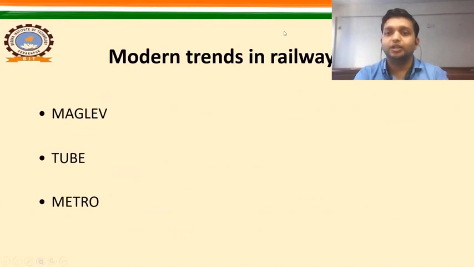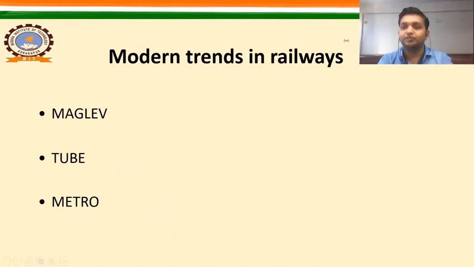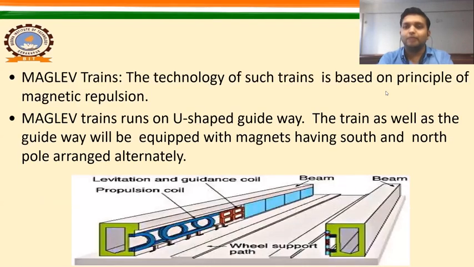Now come to the point about the modern trends in the railways. What are the different modern trends which are being followed these days in the railways? We'll look at that. The different trends followed nowadays are maglev, tube, and metro. Now what are maglev trains? Maglev trains are a train technology based on the principle of magnetic repulsion, right? So the maglev train follows the principle of magnetic repulsion.